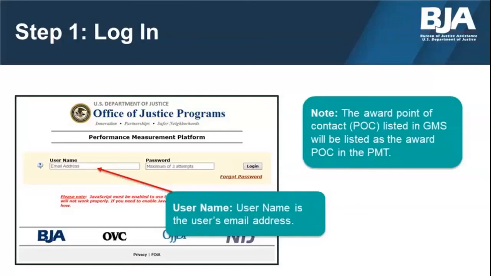As a note, you must be a BJA grantee or subrecipient to set up a username and password, and all individual users must have their own unique username and passwords. Once your unique account is created, enter your registered email address as your username along with your password to log in. We recommend using Google Chrome as your default browser for PMT access.